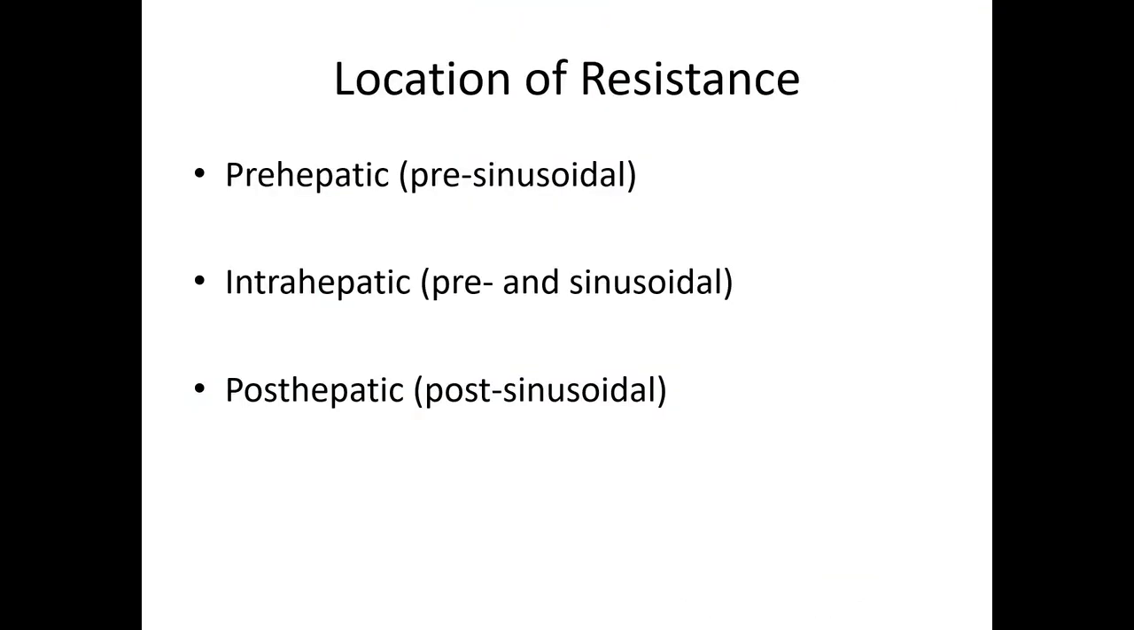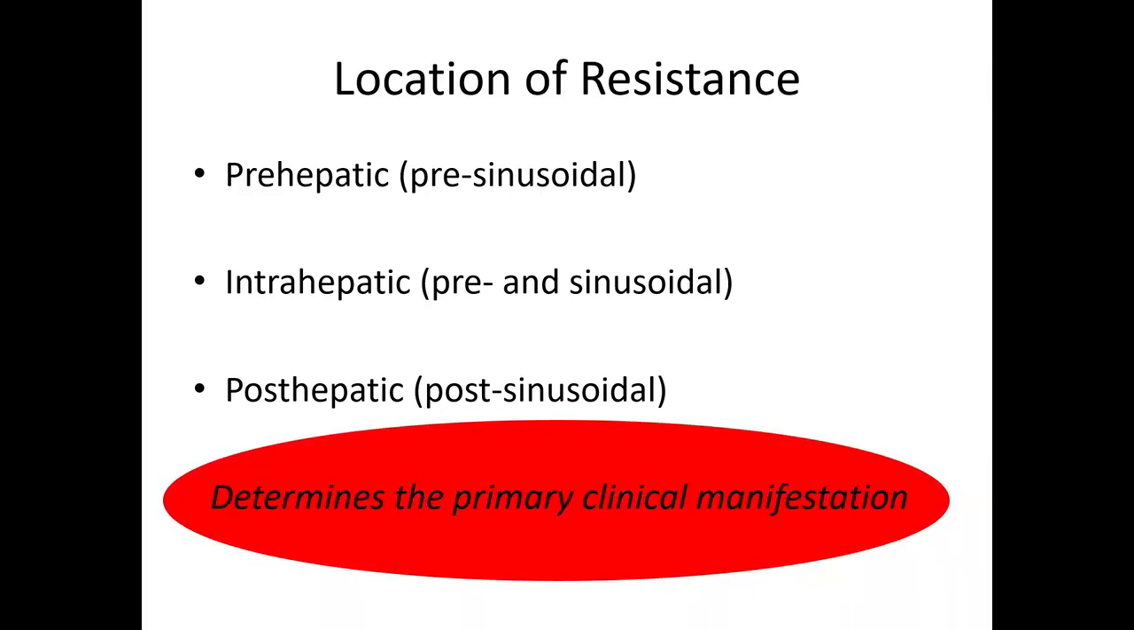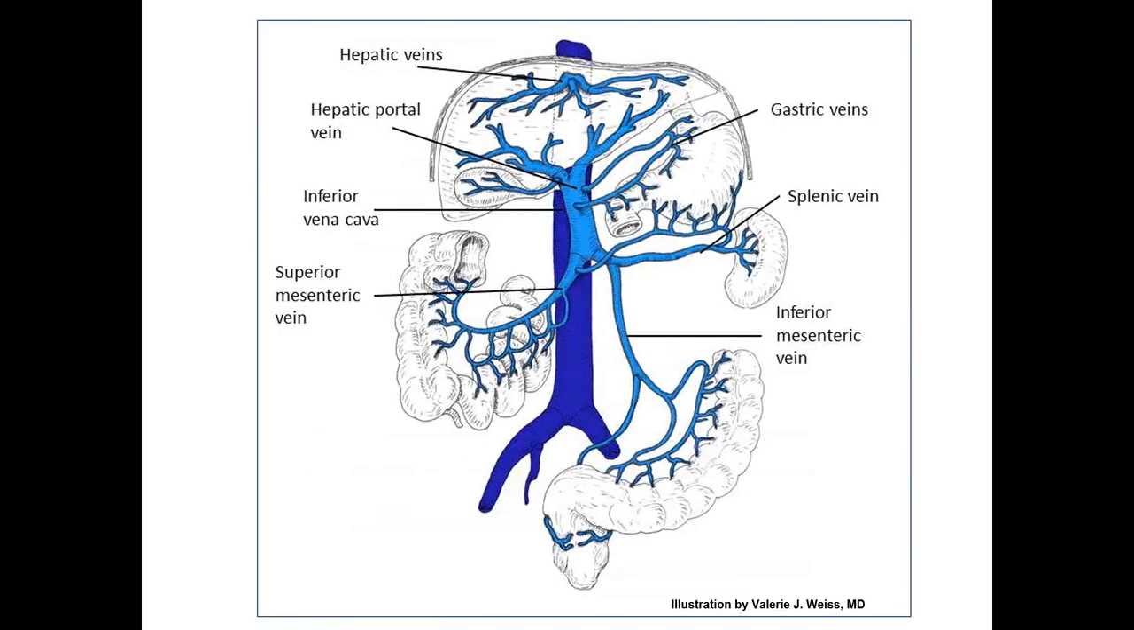The location of the resistance of flow is important and identified by the prehepatic or pre-sinusoidal, intrahepatic or pre- and sinusoidal, as well as post-hepatic or post-sinusoidal. And the location of the resistance determines the primary clinical manifestation, so it's very important to think about. Back to this illustration of the portal system, a reminder is that the flow of blood through the portal system is in this direction.